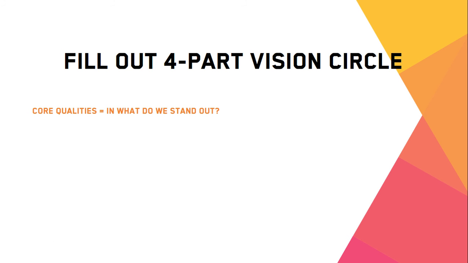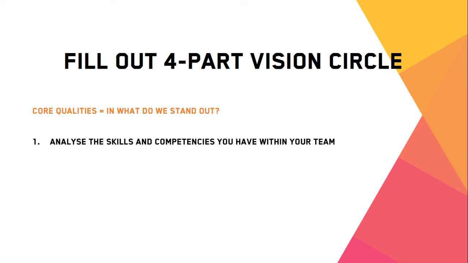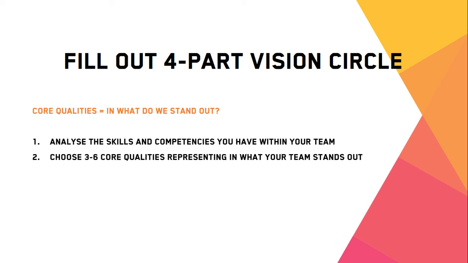Then secondly, we have our core qualities. In what do we stand out? So to define in your SDG group what your core qualities are, it's first of all valuable to analyze the skills and competences you have within your team. See what are you good at? What are the members in your team skilled in? And secondly, you're going to analyze this and choose 3 to 6 core qualities representing in what your team stands out. And this should be the basis of choosing and being realistic in what your action plan could be.